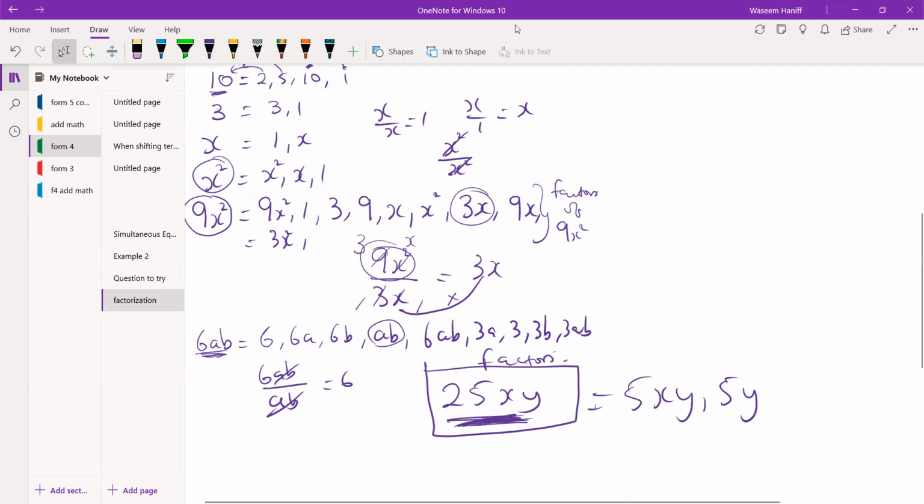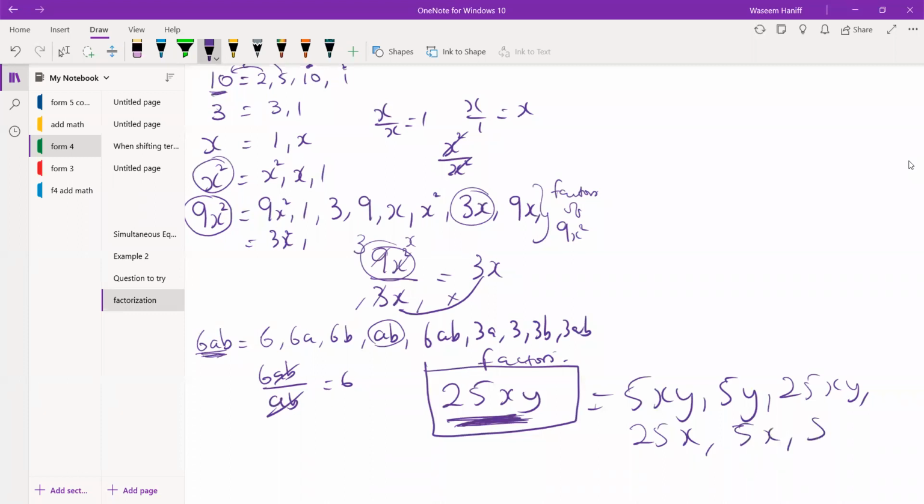Hold up. Let me get somebody else. Amina, you go ahead and tell me what factor here. 25xy. Tell me the next one. 25x. Tell me one more. 5x. What about 5 alone? Yes, 5 alone as well. And the list goes on and on. So we get the concept here, right? Good. You understand what a factor is, and we can identify factors of various terms.